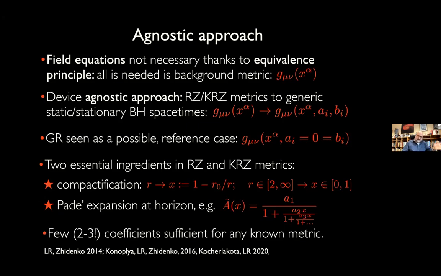And so the name of the game is, rather than checking whether or not an observation matches a given theory, take your observation and translate it into these coefficients. And then you can tell whether or not these coefficients are 0 or non-zero. This is the spirit also of what is called the parameterized post-Newtonian approach.